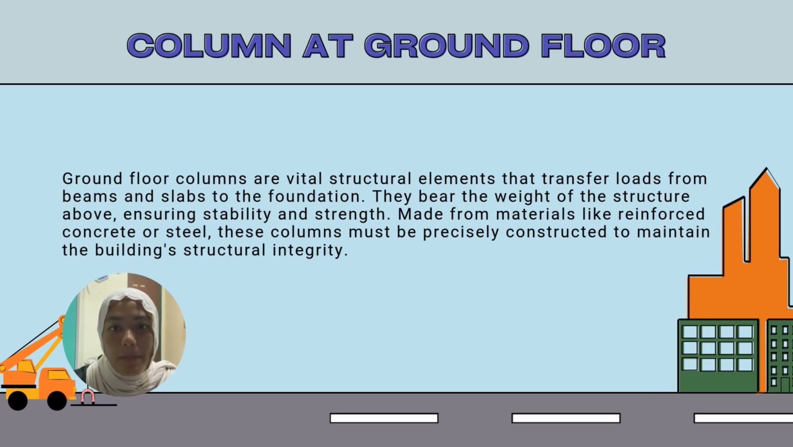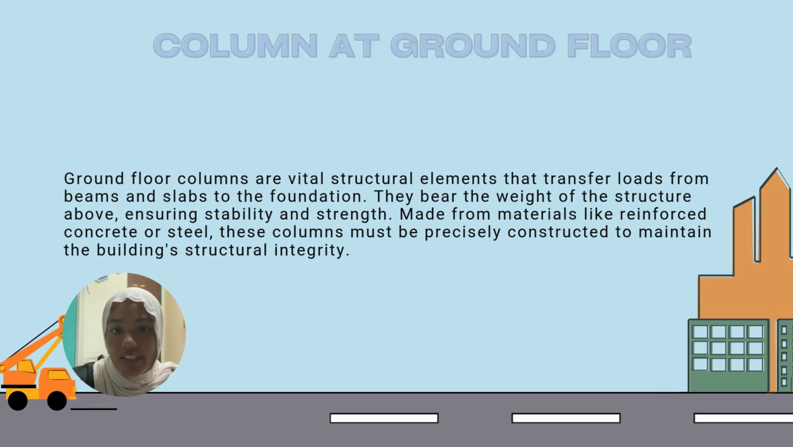So my part is columns at the ground floor. The ground floor columns are vertical structural elements that transfer load from the beam and slab to the foundation. They bear the weight of the structure above, ensuring stability and strength. They are made of materials like reinforced concrete or steel. This column must be precisely constructed to maintain the building's structural integrity.